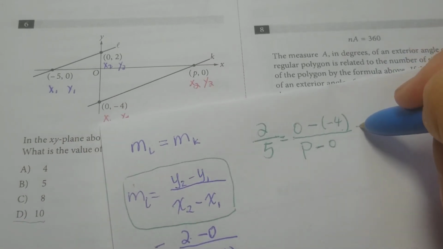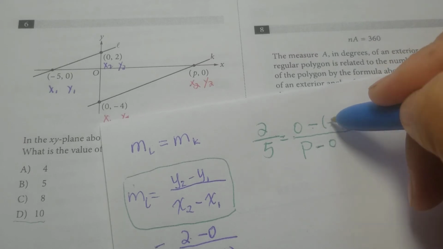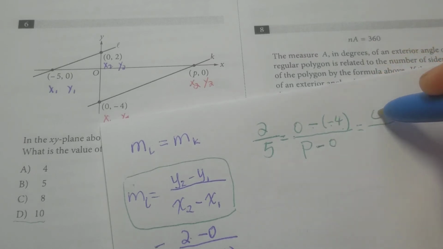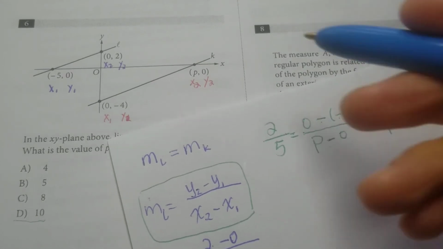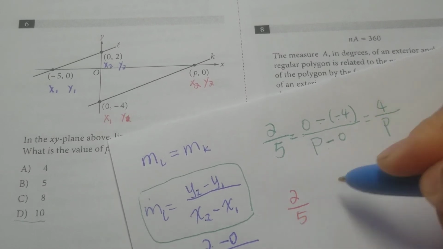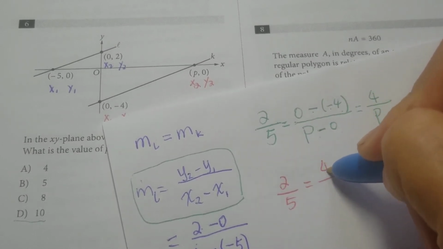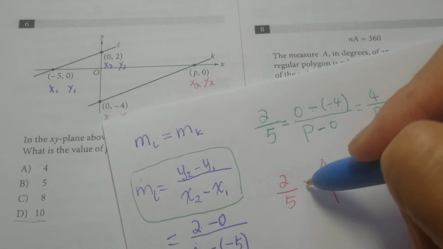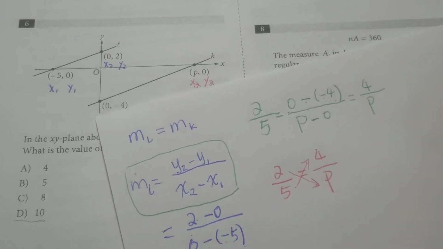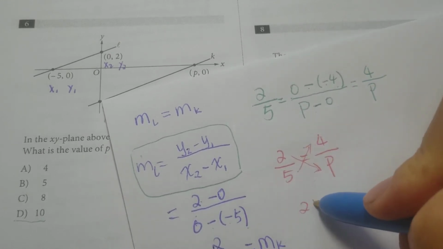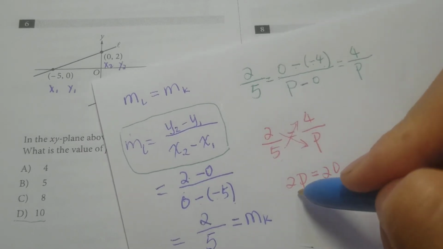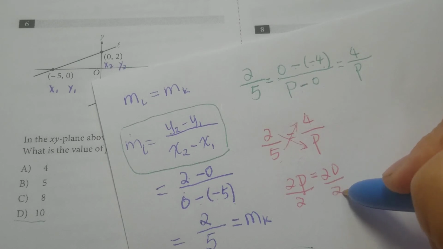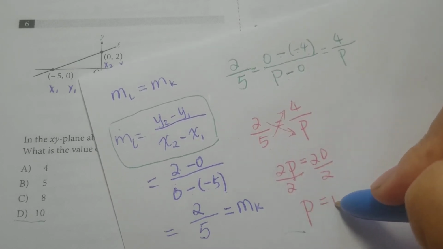Okay, one more step, simplify. Minus negative is a plus. You have a positive 4. Minus 0, we can ignore. Rewrite it. You are going to have a proportion, 2 over 5 equals 4 over p. By using cross multiplication, you have 2p equals 4 times 5, which is 20. Isolate p, divide by 2 on both sides. Your p equals 10.